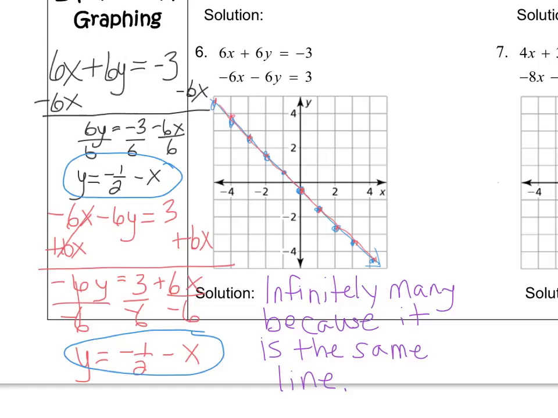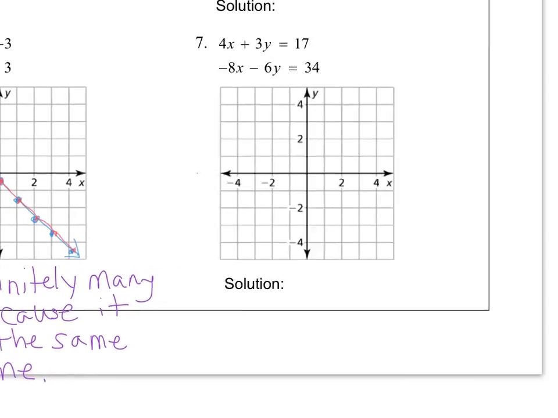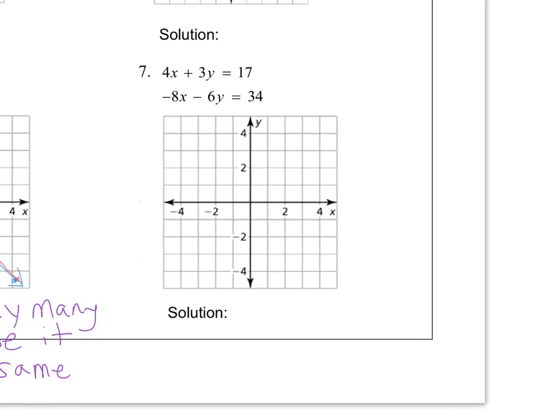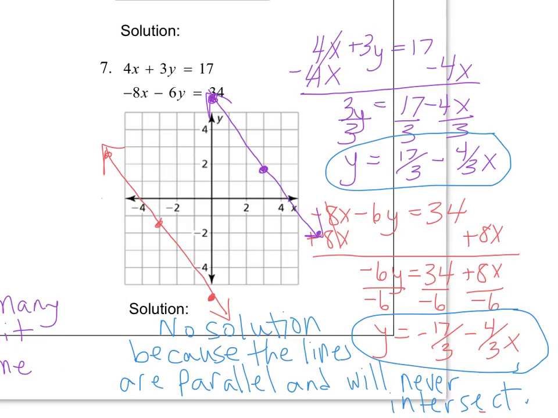Okay, on number 7, we're going to graph it. Again, you're going to have to solve them both for y or find your x and y intercept, but graph both lines and find out where they intersect. Pause your video while you're doing it and then check back for the explanation.